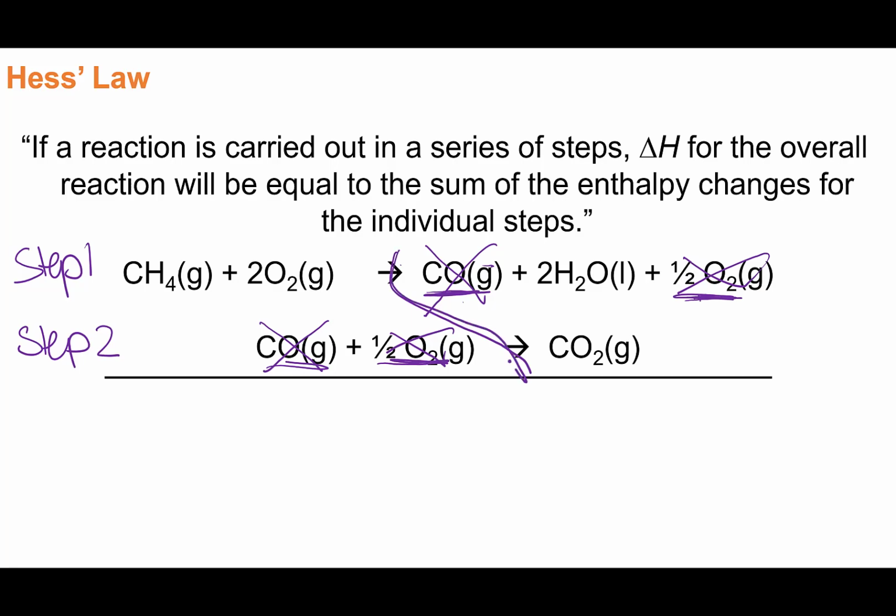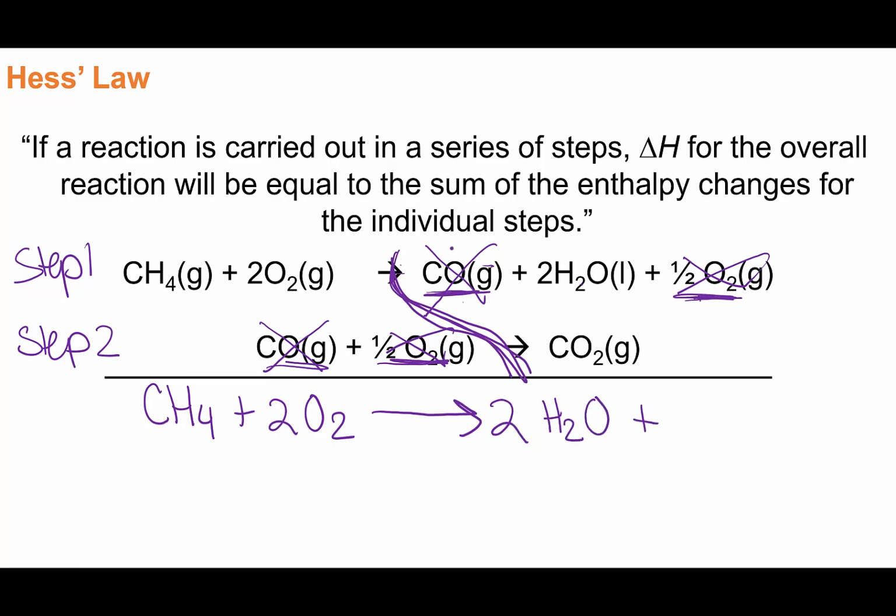So now we just keep everything that we have left, and we just kind of carry it down. So on the reactant side, I have CH4 plus 2O2. That's my reactant side. And on the product side, I've got from step 1, 2 molecules of water that formed. And from step 2, I have carbon dioxide that formed. Okay. So in this case, we looked at our series of steps, and now we've gotten to our overall reaction.